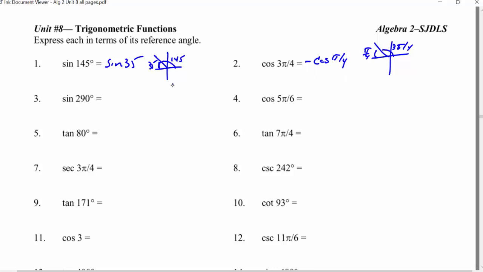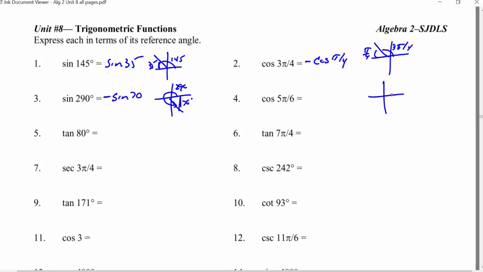So sine of 290. So this is 270. 290 is right here. So that's 290. The reference angle, what's left is 70. So this is the sine of 70. And they're the opposite of each other because sine is negative.